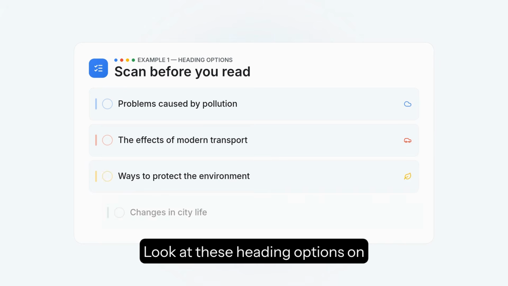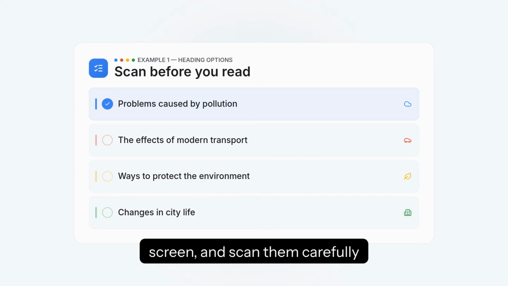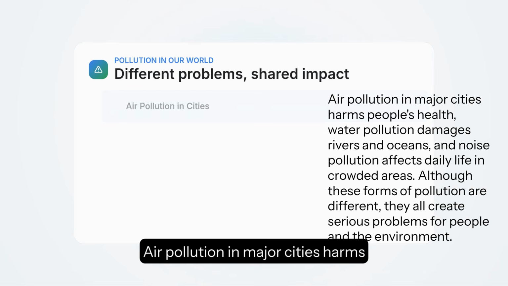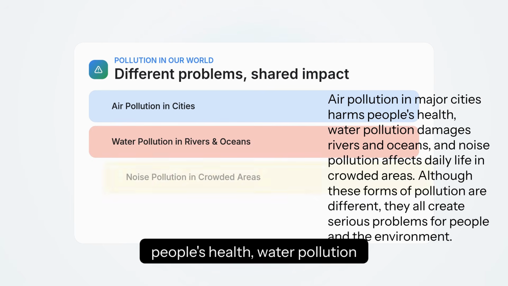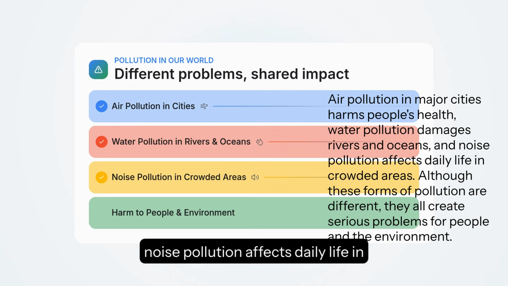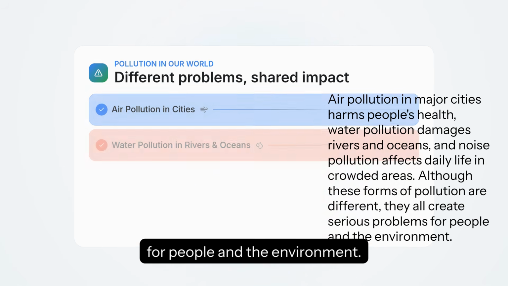Look at these heading options on screen and scan them carefully before you read the paragraph. Problems caused by pollution, the effects of modern transport, ways to protect the environment, changes in city life. Air pollution in major cities harms people's health, water pollution damages rivers and oceans, and noise pollution affects daily life in crowded areas. Although these forms of pollution are different, they all create serious problems for people and the environment.